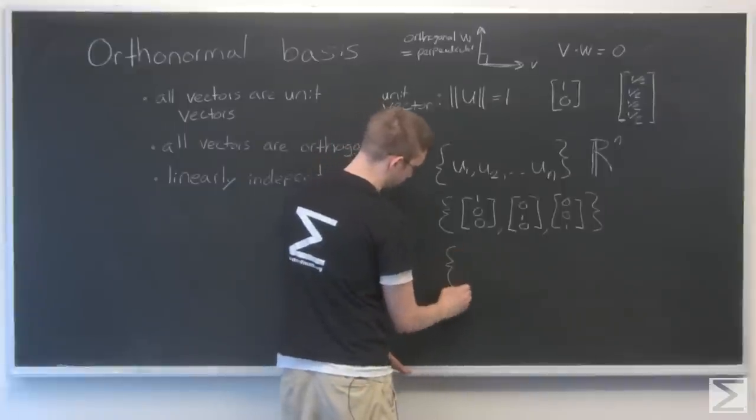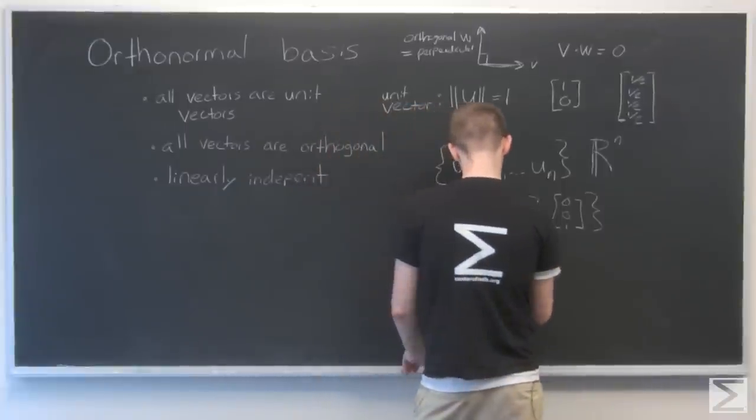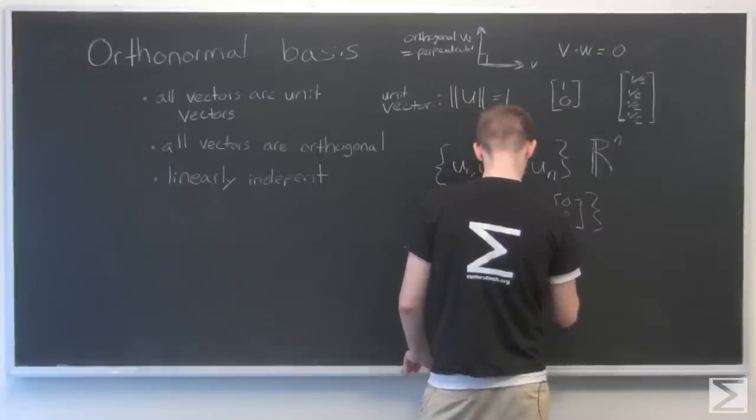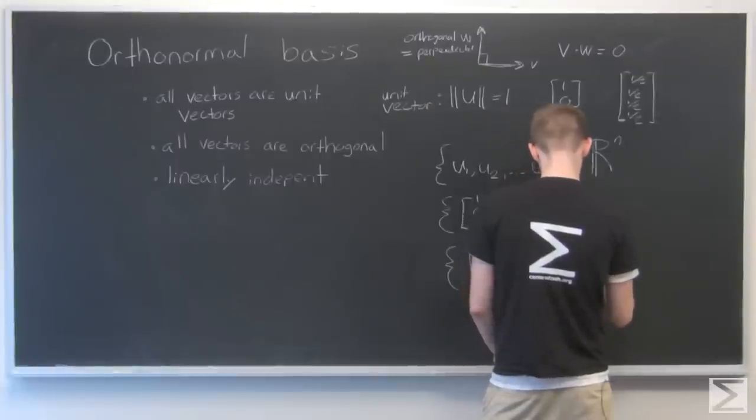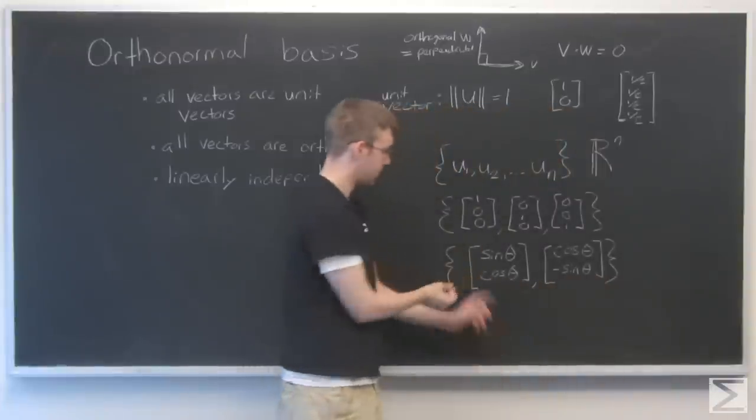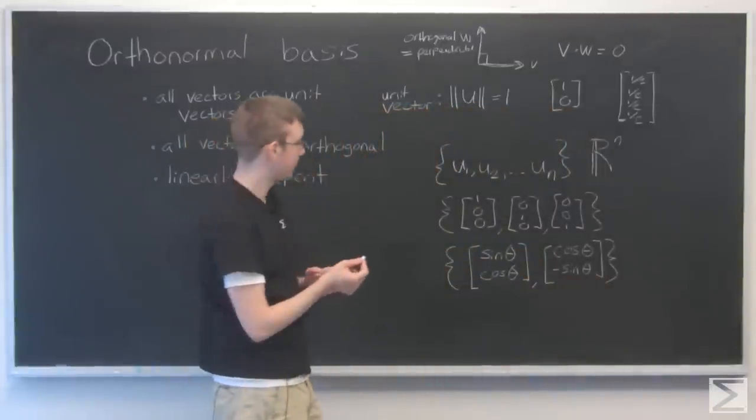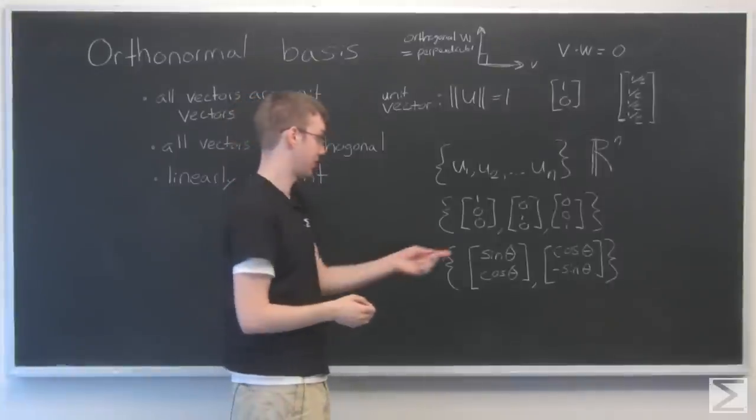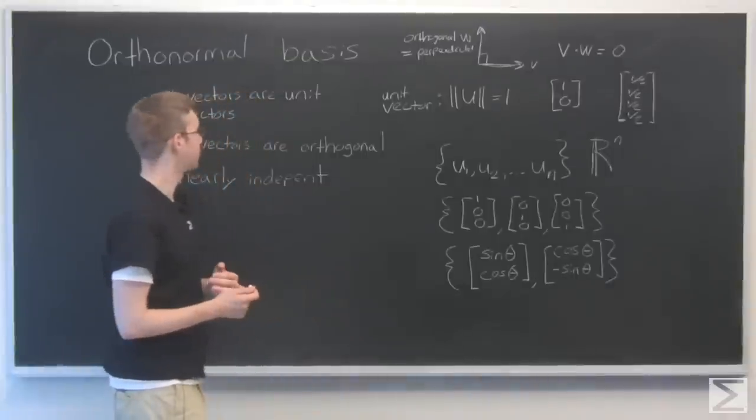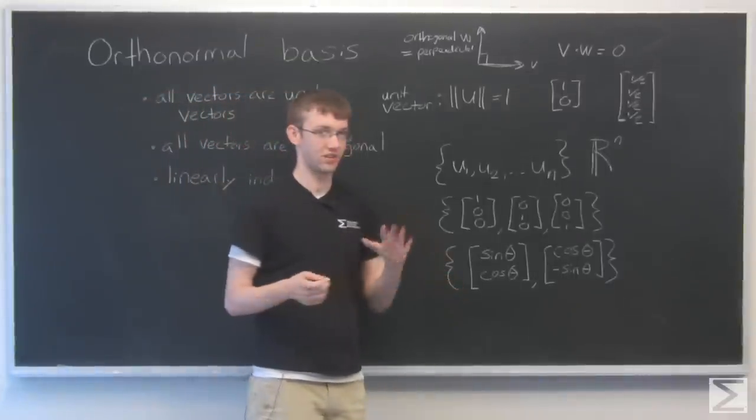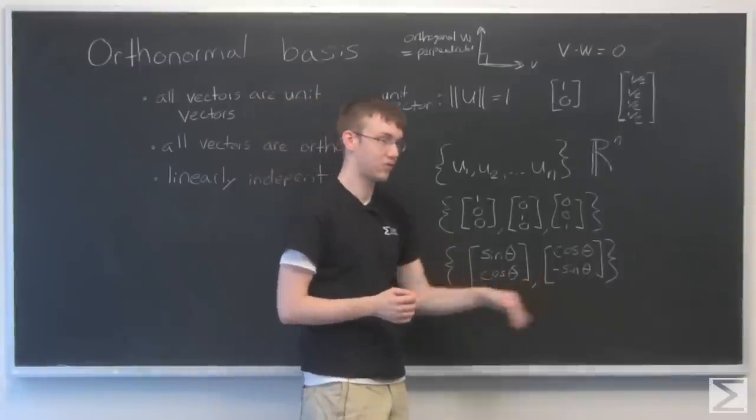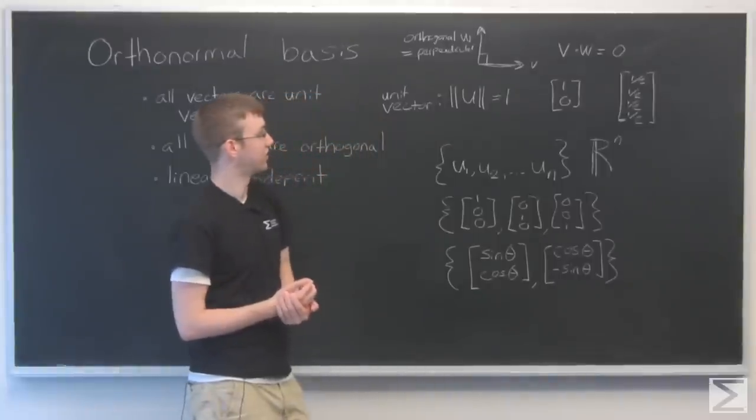Another example, this time in R2, is (sine, cosine) and (cosine, minus sine). Yeah, so these are also all unit vectors because you know that sine squared plus cosine squared is equal to 1. And minus sine squared is just sine squared. They are also orthogonal because of the triangle, the right angles; sine and cosine are going to be on different sides. And these are in R2, so we only need two of them, and they span all of R2. And they are linearly independent.